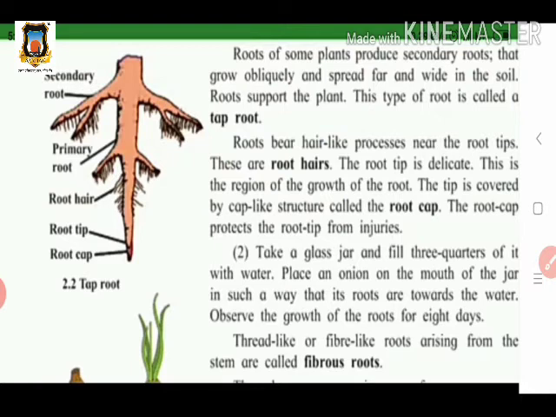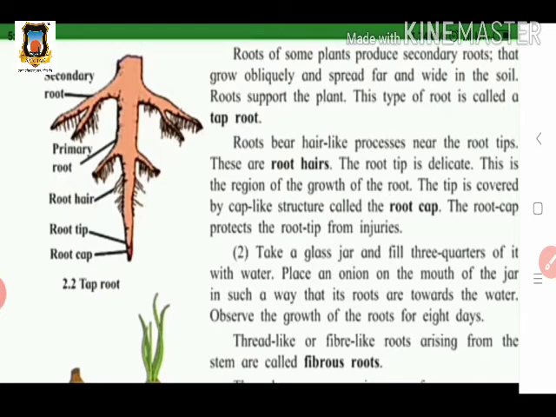Here they give the information about the taproot, root hairs, and root cap. I will explain these again. Roots of some plants produce secondary roots that grow obliquely. Obliquely means on alternate sides of this main taproot, and spread far and wide in the soil. It spreads horizontally in the soil, in a wide range.